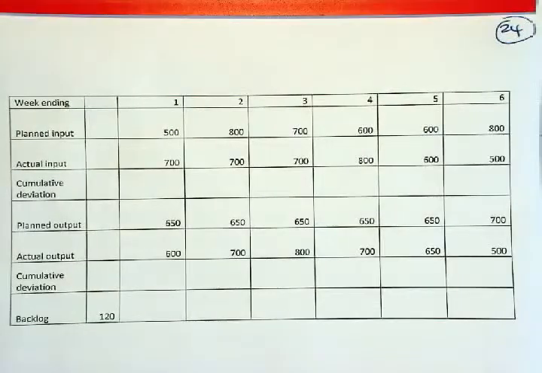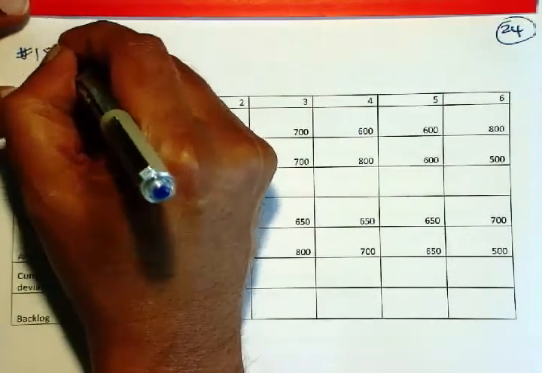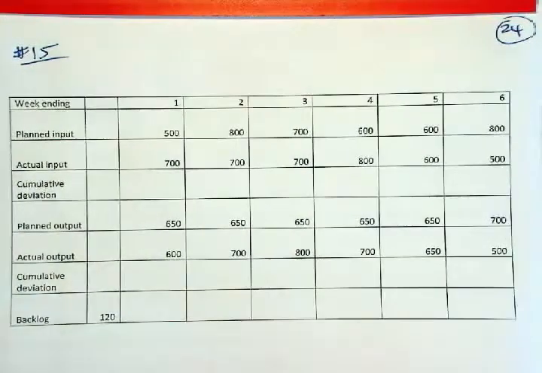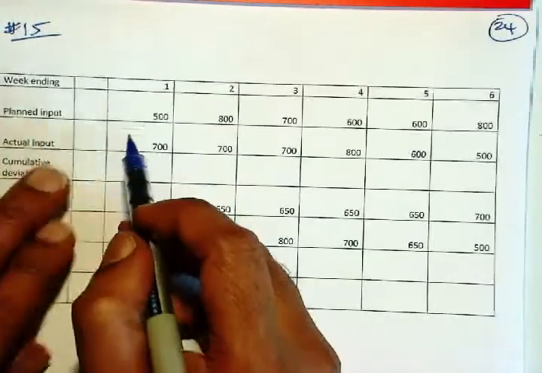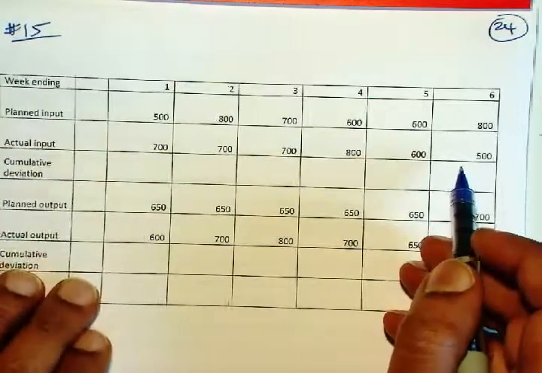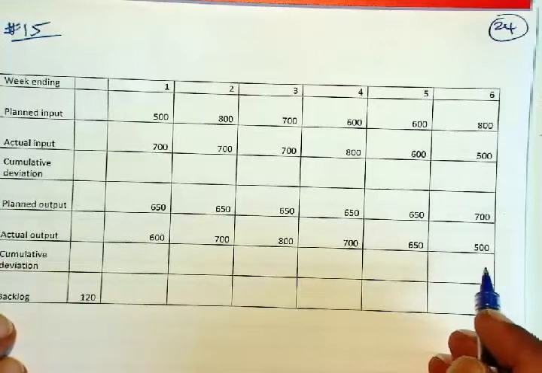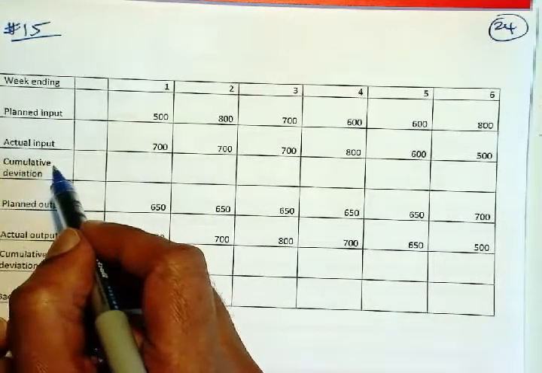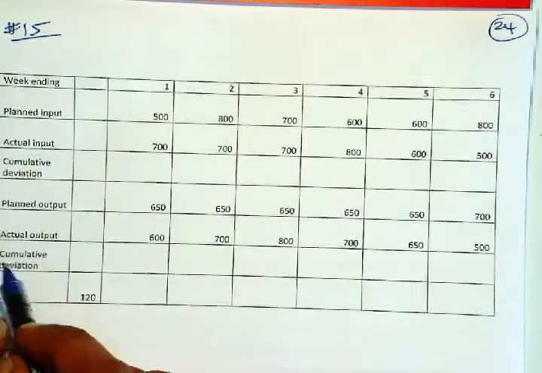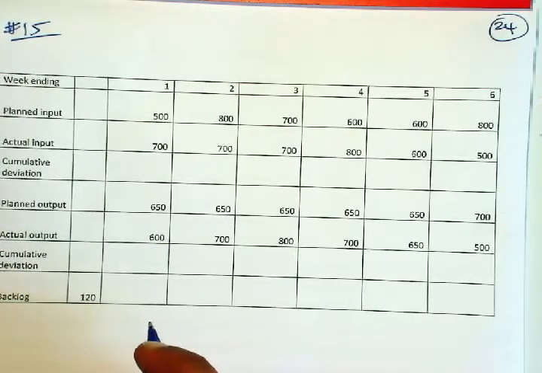Next problem is number 15, that is input output control chart. So the planned input and actual input are given, planned output and actual output are given. Now we have to compute cumulative deviation for input, cumulative deviation for output, and we have to compute the backlog.